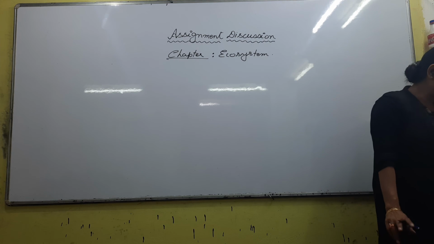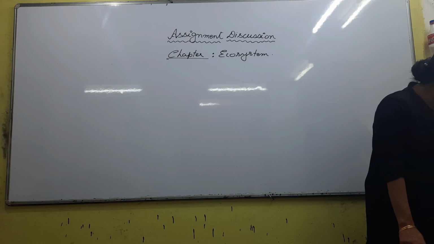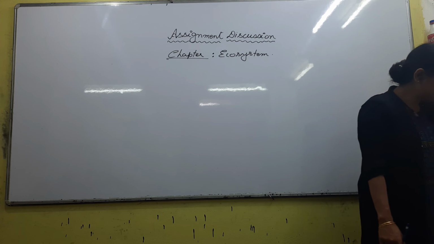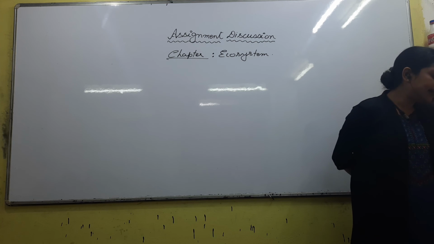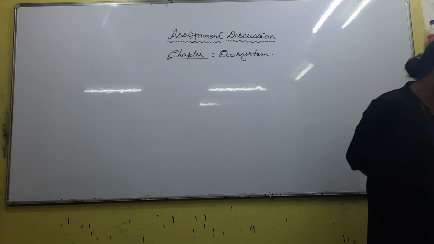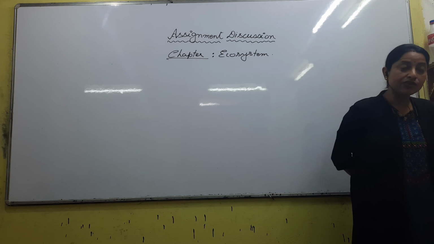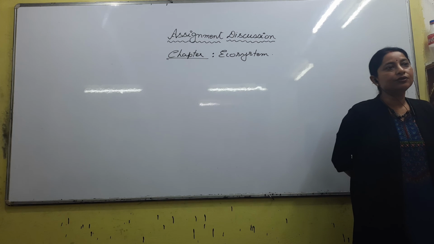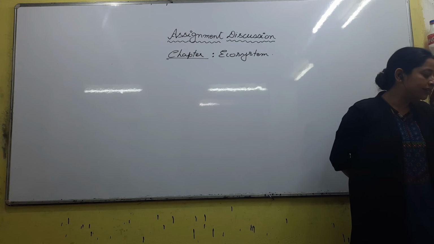Okay, the first question: decomposers like fungi and bacteria are called as saprotrophs. The options are autotrophs, heterotrophs, saprotrophs and chemoautotrophs. They would be called heterotrophs also. They will not prepare their own food, no? So they would be called both heterotrophs and saprotrophs.